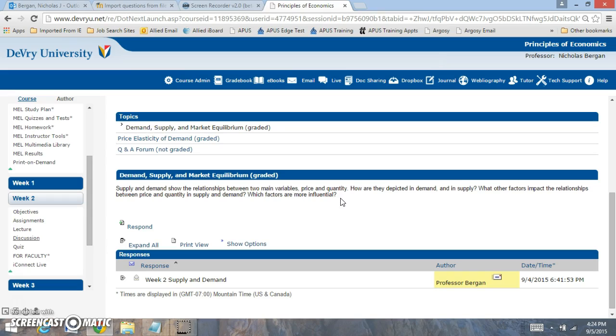Make sure with your initial post that you have an APA formatted in-text citation and reference to support your work. That APA formatting is very important in your effort, and that will help you obtain full points as well.